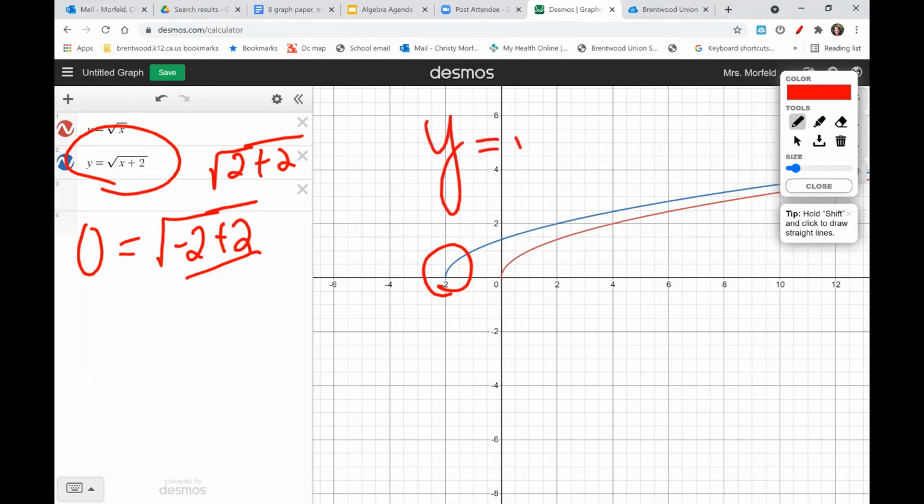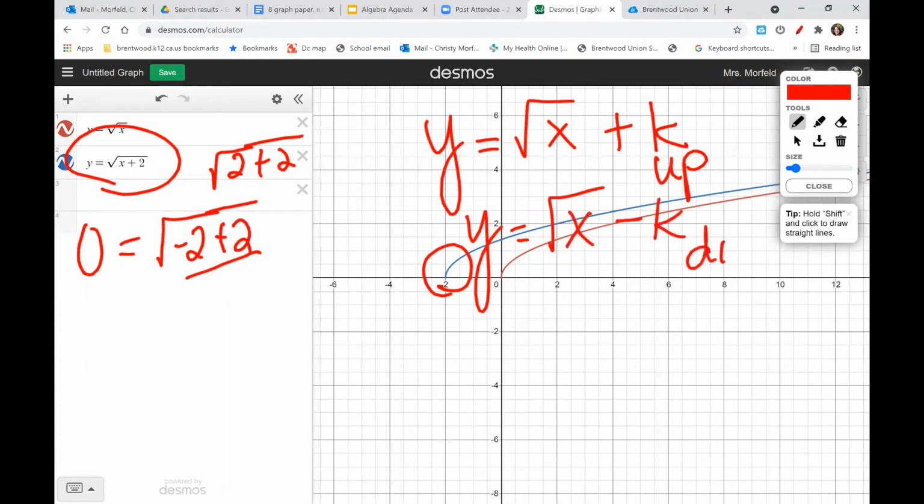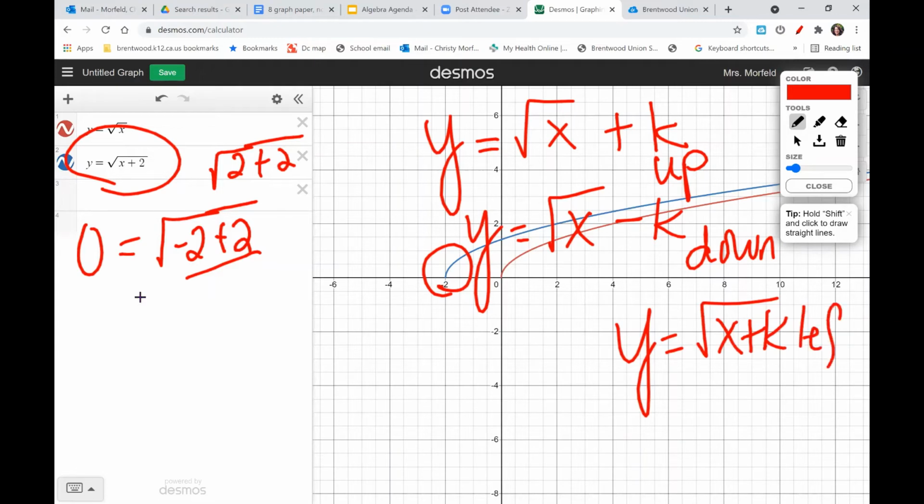So I don't know if you want to take a picture of this. So the generic thing is to just use k. So if you see something like this, that's the generic function. That means to shift up. And if you see y equals radical x minus k, that means to shift down. But if you see it inside of it, that means to shift left, because you need the opposite of positive k to make 0. And if you see a negative in here, that would shift right, because you need the opposite to make it 0.